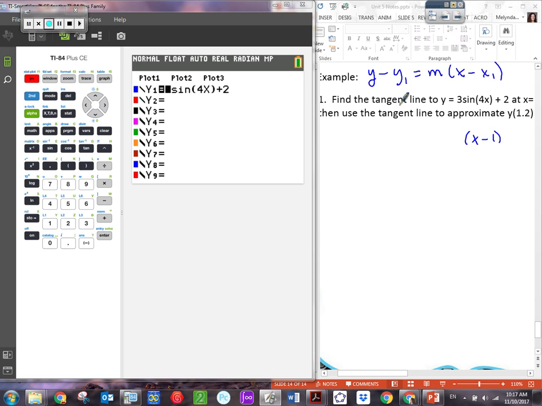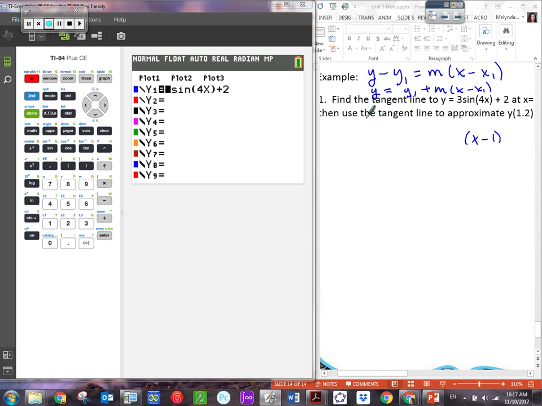Since we're going to be using this to approximate a value, what I would like to do is to go ahead and solve for y. So y equals y1 plus m times x minus x1. Hopefully that isn't too troubling to you. I'm simply moving the y1 over because I have a purpose for finding this. I'm going to use it to approximate.